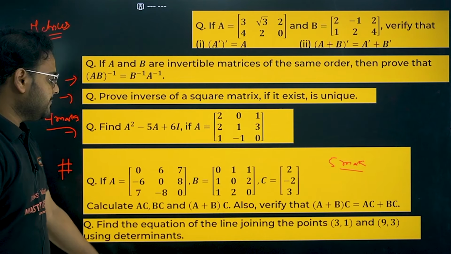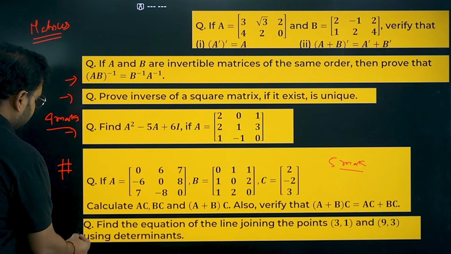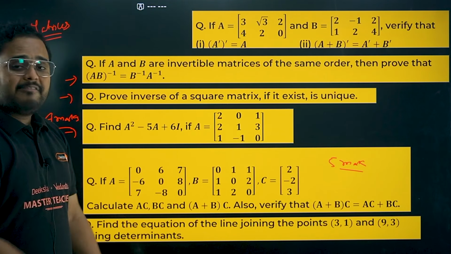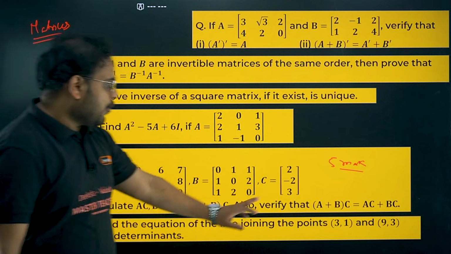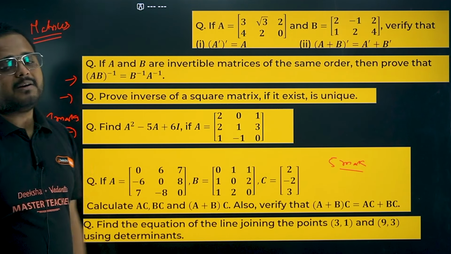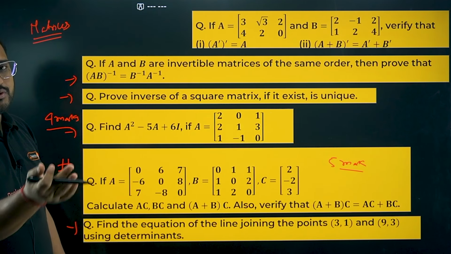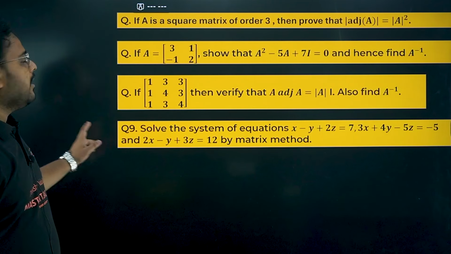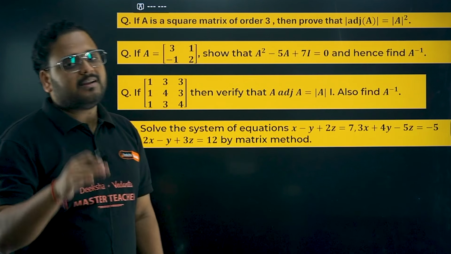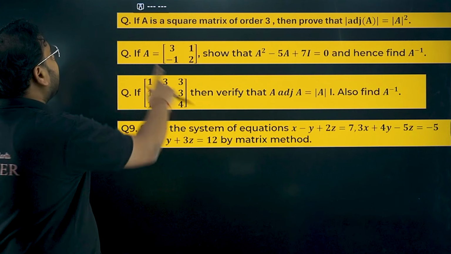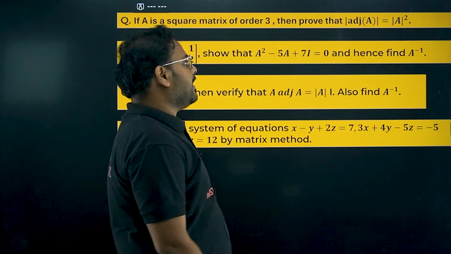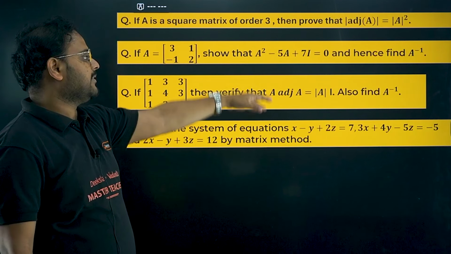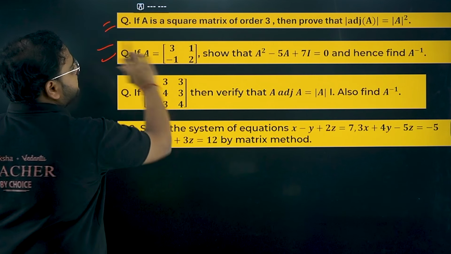Find the equation of the line joining this point, again from determinants. Very simple, use the feature of find the area of triangle, okay? Take the point as x, y, 1, then 3, 1, 1, and 9, 3, 1, and find the equation, determinant equal to 0. From there you're going to get the equation of the line. Because if it is a straight line, area will be 0, right? That's why I've said determinant should be equal to 0. Next up, A is a square matrix of order 3, then prove that adjoint of A equals square of A. If A equals 3, 1, minus 1, 2, so that A square minus 5A plus 7I. Same question, okay? This is the property.